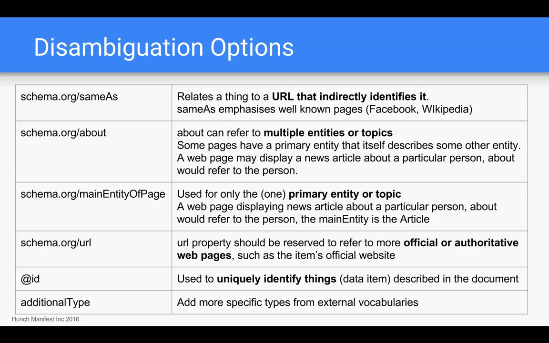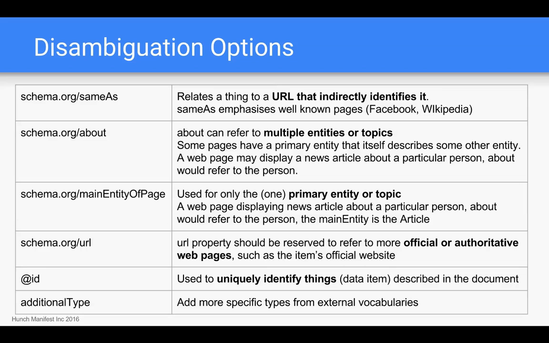The about would refer to the person, but the main entity is the article. So you can have both of them working together. The main entity of the page is the article in this case, whereas the about you can use, as mentioned, to refer to the persons mentioned in the article.